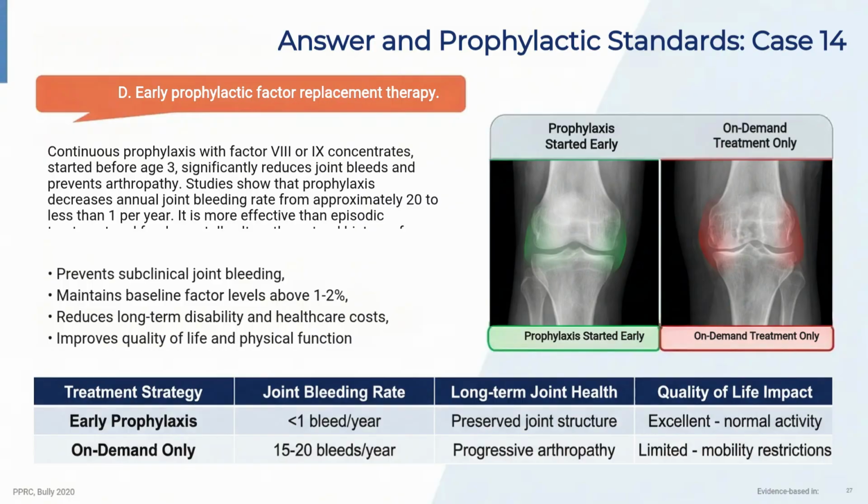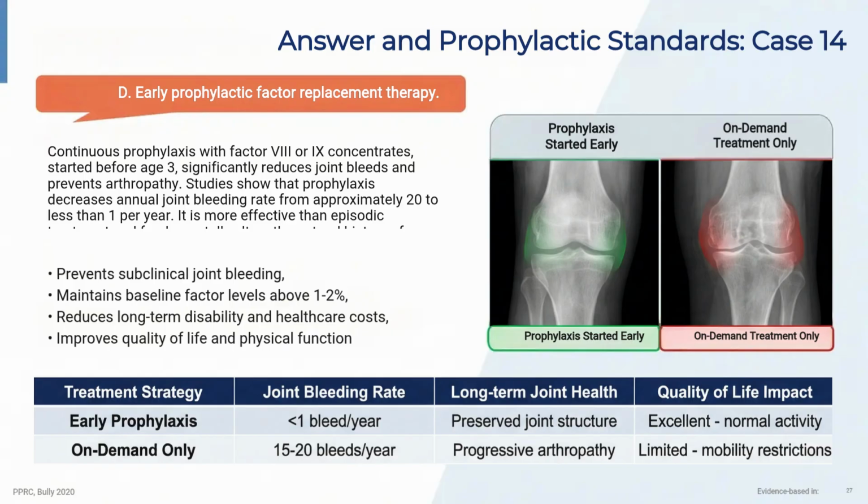The correct answer is option D, early prophylactic factor replacement therapy. Continuous prophylaxis with factor VIII or factor IX concentrates, started before age 3, significantly reduces joint bleeds and prevents arthropathy. Studies show that prophylaxis decreases annual joint bleeding rate from approximately 20 bleeds per year to less than 1 per year. It is more effective than episodic on-demand treatment and fundamentally alters the natural history of hemophilia.